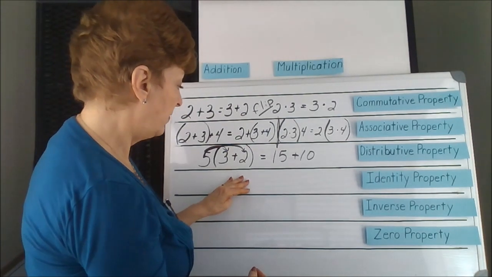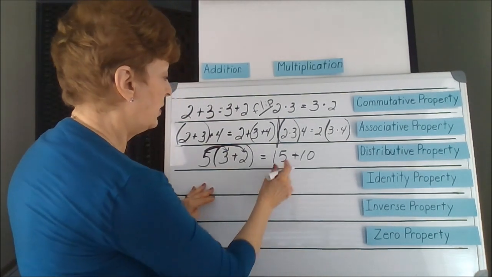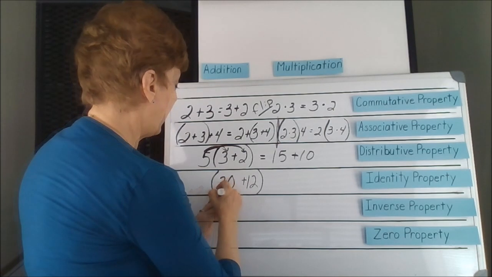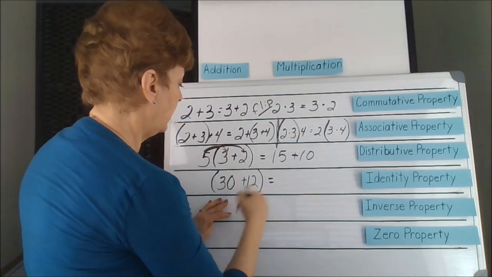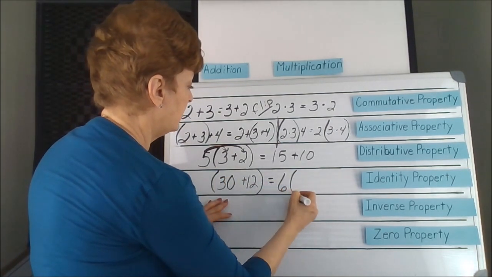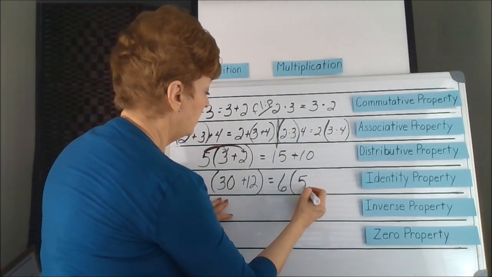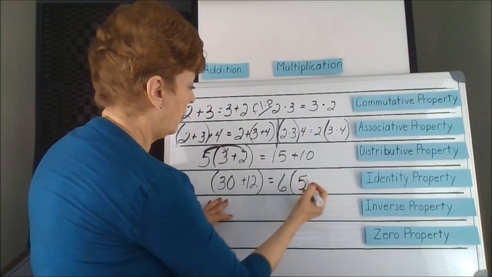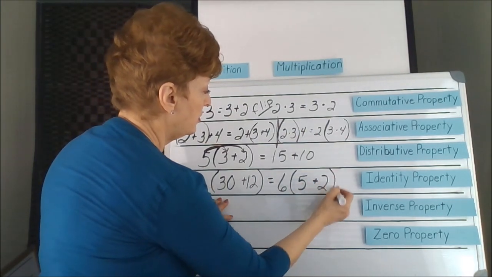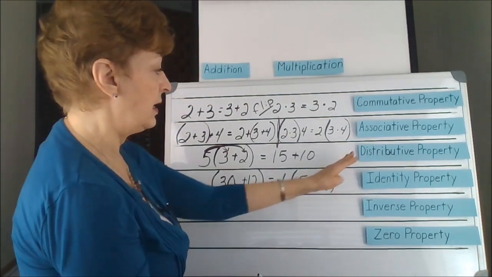And the reverse of this is also done, where you can take the factors of something. We can factor out a 6 from this and say 6 divides into 30 5 times, and 6 divides into 12 twice. So these would be similar, and that would be the distributive property.